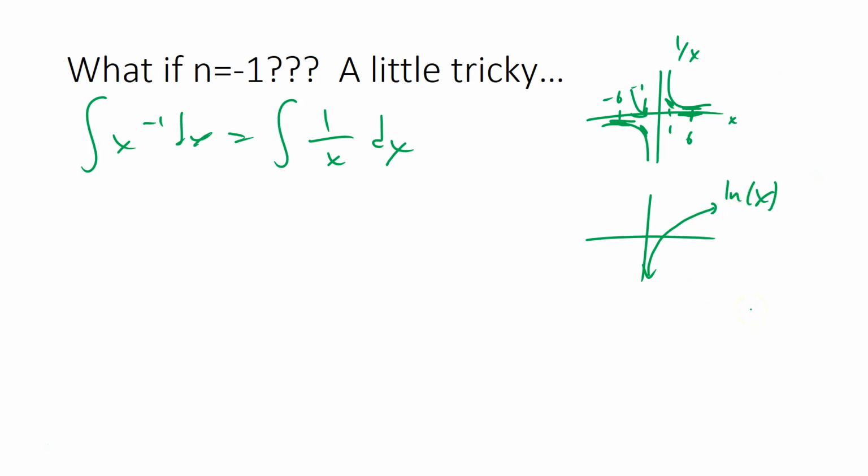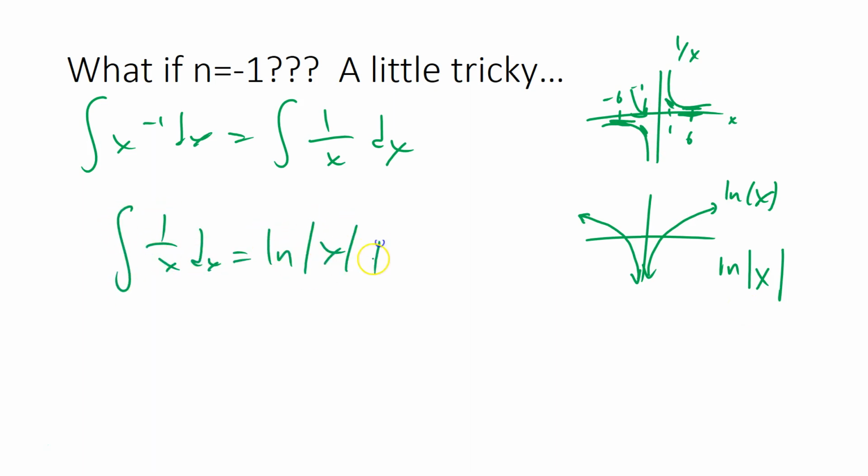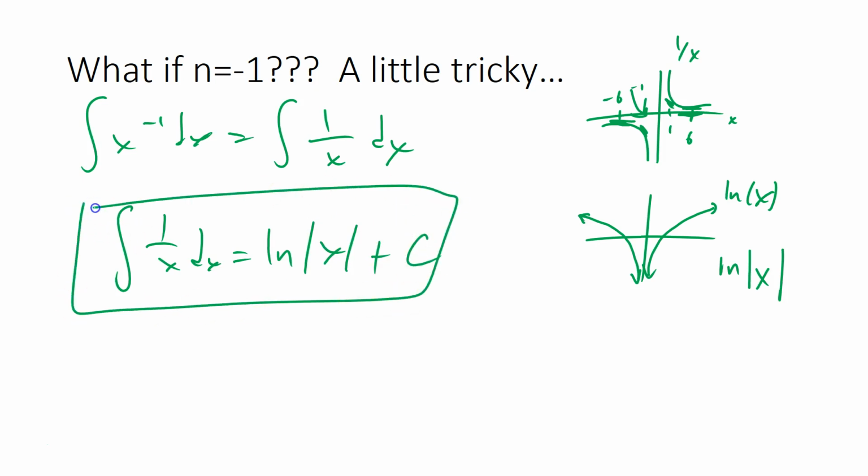So the way that you fix that, it's really easy. You just do the natural log of absolute value of x. Because now if x is on the left or on the right, you have the same thing. So really all you're doing is you're using the positive and negative values together. So the antiderivative of 1 over x dx is just the natural log of absolute x plus c. Okay, so if you have x to the -1, just remember you're doing natural log, and make sure you have those absolute value signs around whatever's on the inside there.